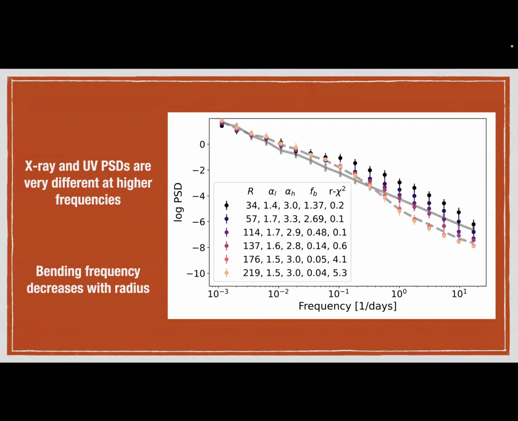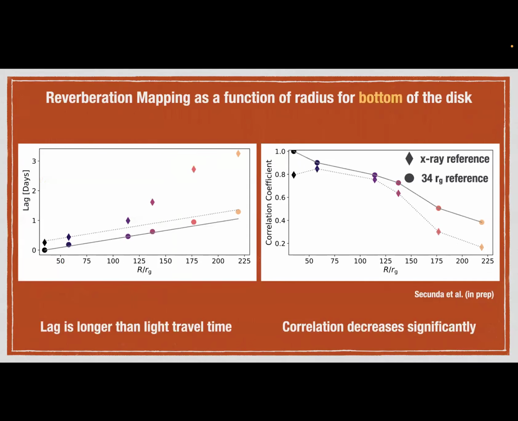And when you actually fit these bending power laws to our simulated light curves from the bottom of the disk, you can see that the bending frequency decreases with radius, or that the timescale increases with radius, which is what you would expect, because the thermal timescale, all the timescales really, should increase as you move further outwards in the disk. And so we actually find that this bending timescale is a pretty good match for the thermal timescale at each of these radii of the disk. So all of this is just really showing that there's some sort of disk physics that's impacting the UV light curves emitted from the bottom of this disk.